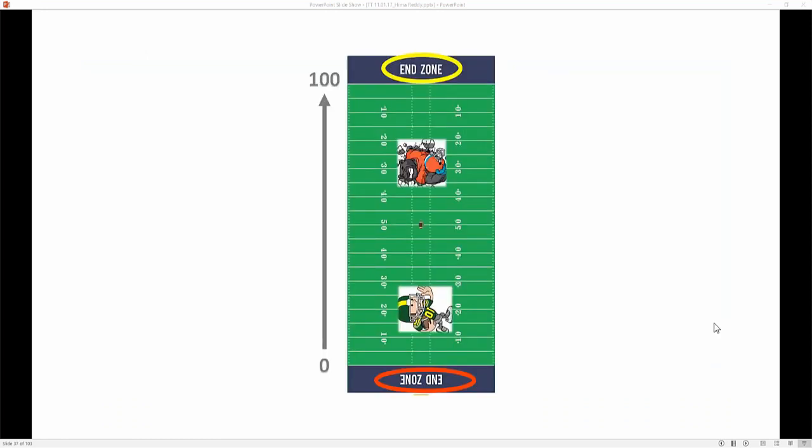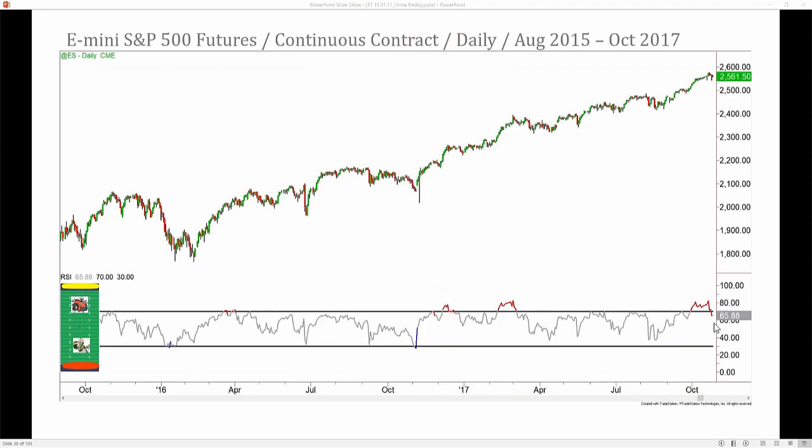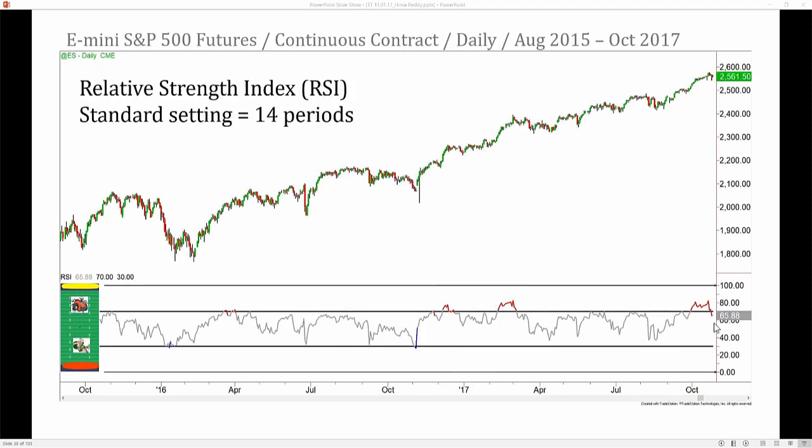Now, let's take this whole football field and turn it on its head. Now we're going to squeeze it down, put it on a chart, and you can see we've got the relative strength index. Now, how many of you have heard of the RSI and actually used it in its standard approach? This will be a quick review for like a minute, and then we're going to throw that all out the window. Okay.